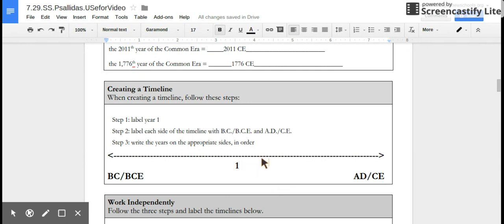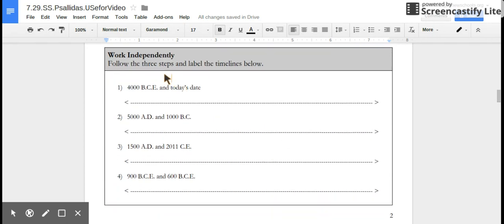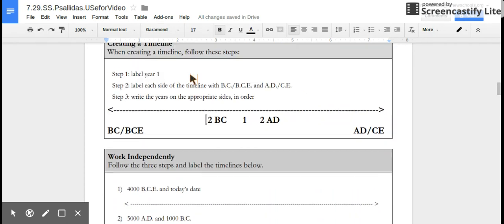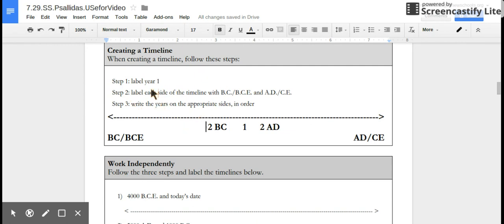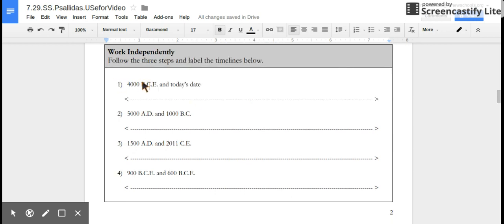Okay, welcome back. So what you should have now, this is where your 2 AD goes, and this is your 2 BC. Because all this side is the stuff that happened before Christ, before the year 1. And this stuff is what happened after. Now let's go through and continue working on how to build a timeline. So to work independently, follow the 3 steps we just learned. Make sure you do, especially these first 2 at all times, and label the timelines below. So label these 2 dates right here, and I'll read them out loud to you if you'd like. Pause the video while you do them.